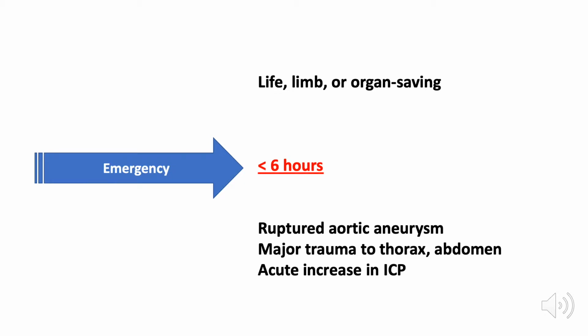These are life, limb, or organ-saving procedures, examples of which are ruptured aortic aneurysm, major trauma to the thorax or abdomen, acute increases in ICP or intracranial pressure. Cesarean section is also an emergency.